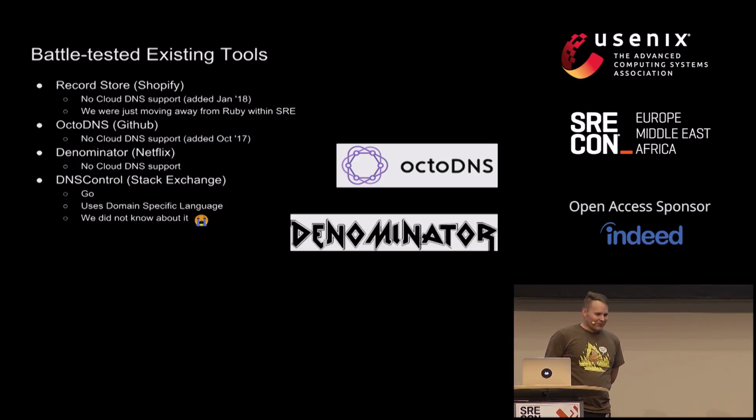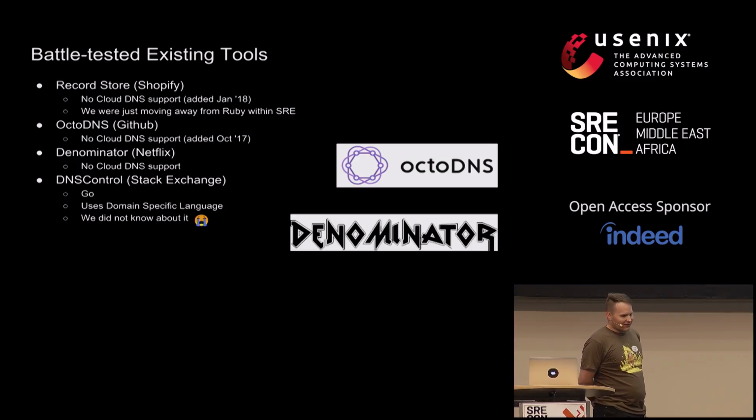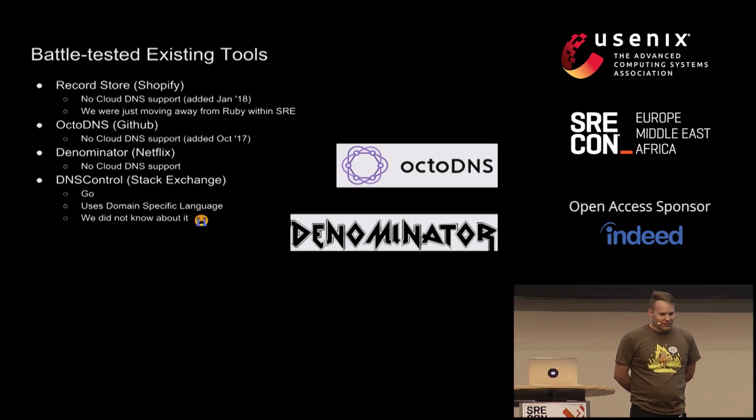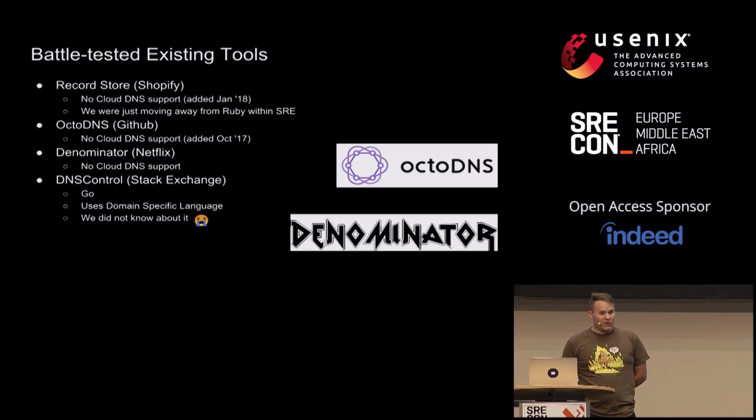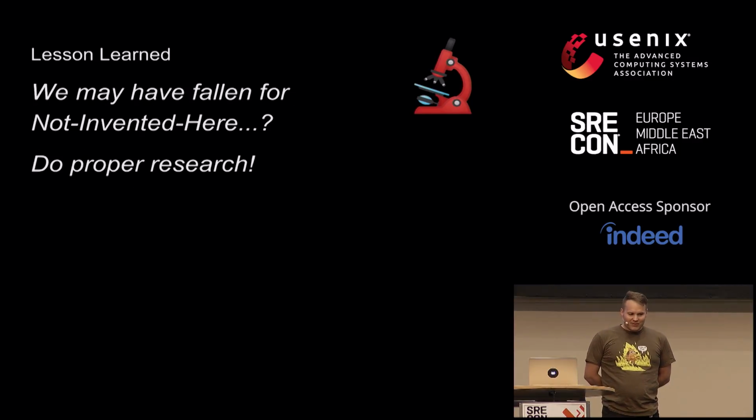Some reference to other battle-tested existing tools. We have Record Store from Shopify, OctoDNS from GitHub, Denominator from Netflix, and DNSControl from Stack Exchange. For the first three, they did not really work for us. The fourth one, it would have worked if we knew about it. So very painful to admit this, but the lesson is we may have fallen for not invented here, and I blamelessly blame myself for not doing proper research.